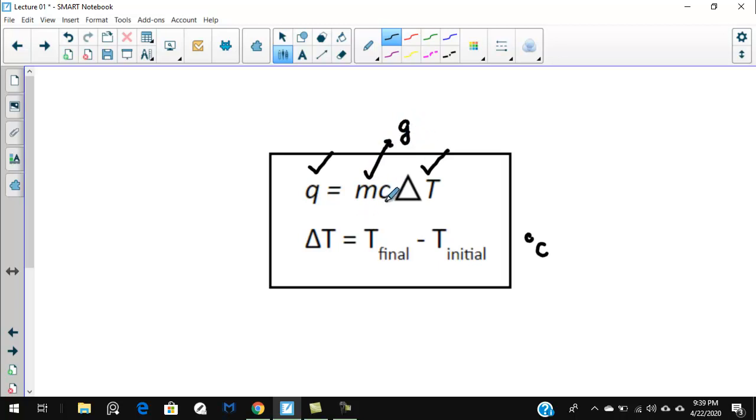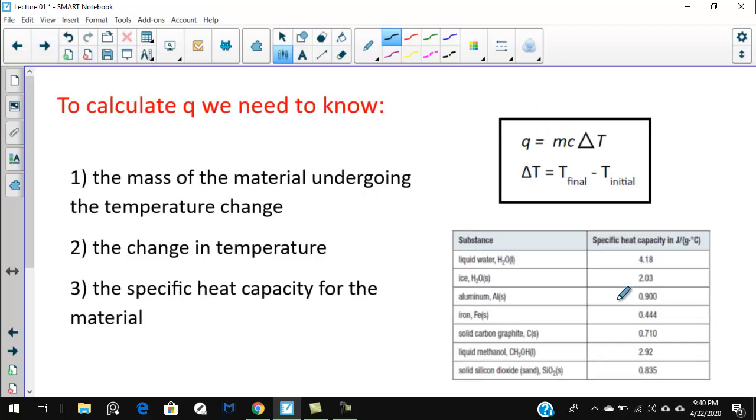And then we're going to use this other number called the specific heat capacity. And its units are combined units. It's joules per gram degree Celsius. So if you remember from the last video, it tells us how many joules we need to warm 1 gram up by 1 degree Celsius. And that information we can always get from a table.